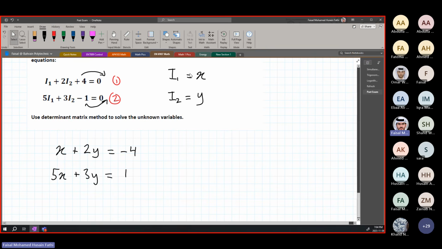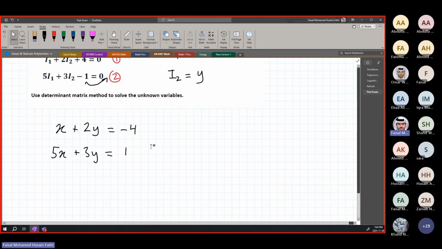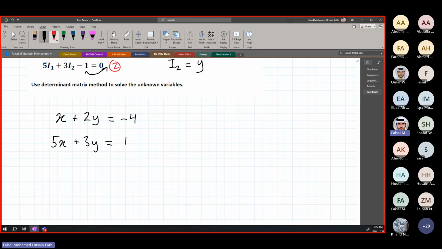One, so that you don't waste a day finding the answer for X and Y. And two, because I know how annoying it can be: if you write I1 and I2 you get confused sometimes. It happens to me too, that's why I always change them to X and Y. So we have this equation 1 and this equation 2.